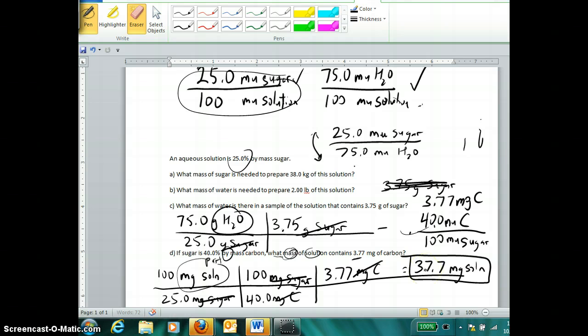So in the next part, we're going to take a different problem and incorporate everything we've learned so far about factor label problem solving. We're going to go ahead and do some factor label problem solving with both percentages and densities.